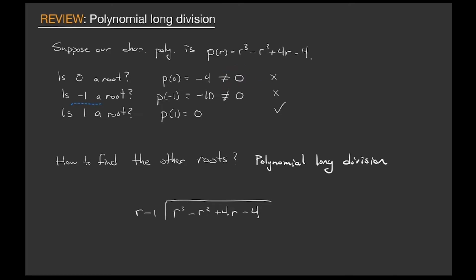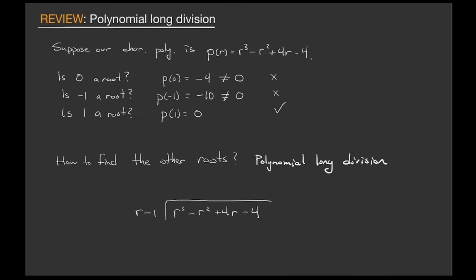Do the same thing for -1. Is -1 a root? Substitute it into the polynomial. R equals -1, you get -10. That's not 0, therefore it is not a root. Finally, substitute 1 into this polynomial, and you'll find that you do get 0. That means that 1 is a root. Once you have a root, that's where you'll use polynomial long division.